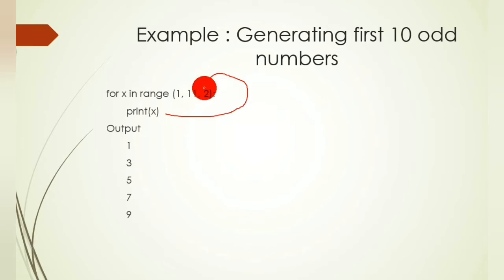Now the value of x is 2. Already the value of x is 1. So 1 plus 2, the value of x is 3 now. Okay, print of x. So we get the value 3.